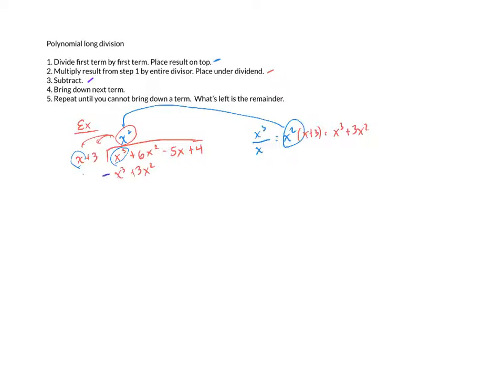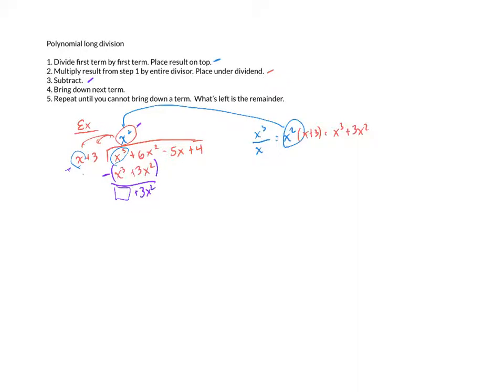Now when I subtract, it's easy to forget that there are multiple terms here and I need to subtract both things. So I tend to put parentheses around everything. So x cubed minus x cubed goes away. And that is one of the things that should always happen in this. This little space right here should end up being blank because we chose something to put on top that, when it multiplies by the divisor, would give me the same thing. That's why it should subtract away. So you know you're doing the right stuff. And then 6x squared minus 3x squared is 3x squared.